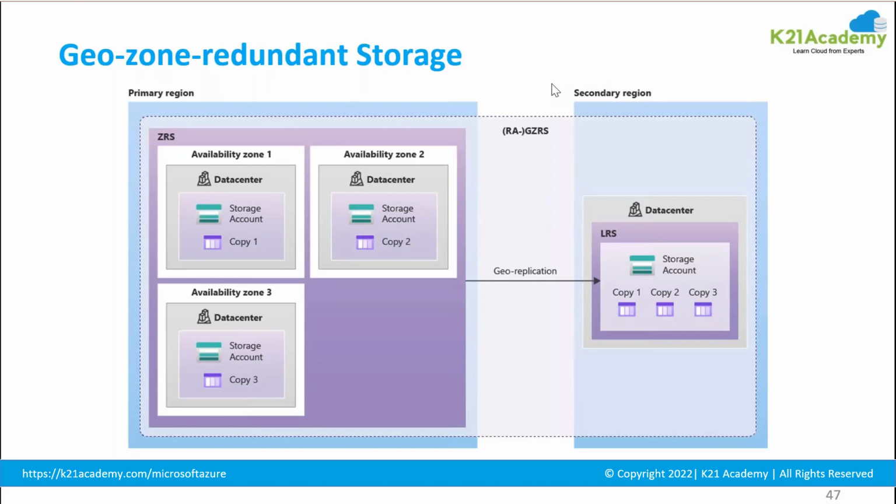Remember about GeoZone, your primary copies will become geo-zone redundant. Whatever your 3 primary copies were, instead of being in a single data center, they will now be in separate availability zones.